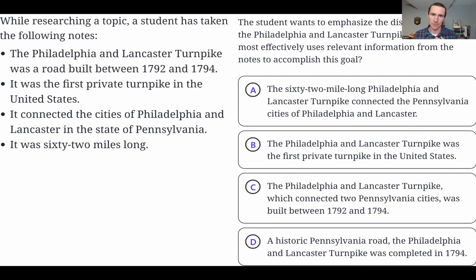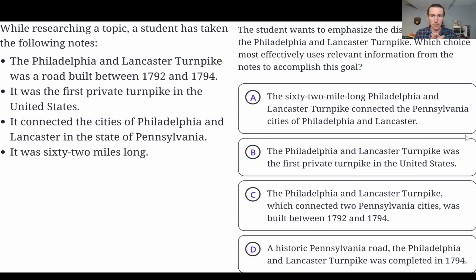Here's another example. So the question here says, the student wants to emphasize the distance covered by the Philadelphia and Lancaster Turnpike. Let's look at our choices. A. The 62-mile-long Philadelphia and Lancaster Turnpike connected the Pennsylvania cities of Philadelphia and Lancaster. I see a distance, 62 miles, and it talks about the turnpike itself. A seems like it could work.